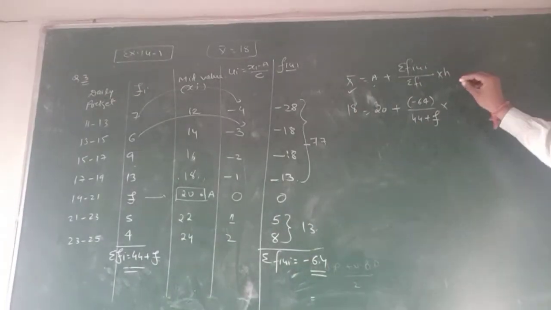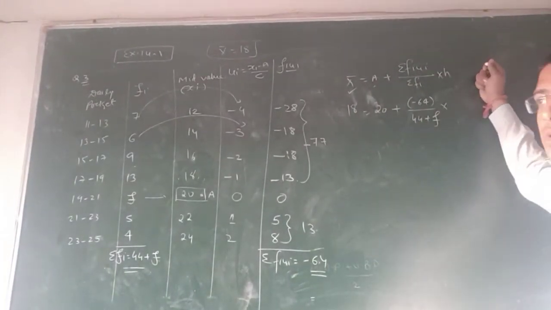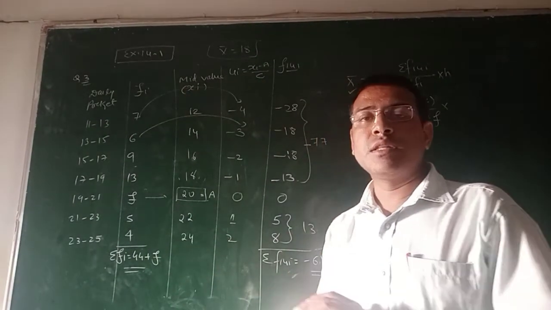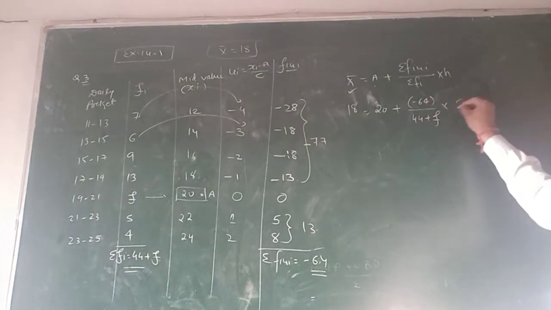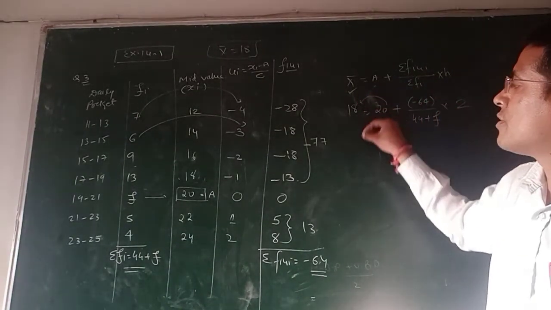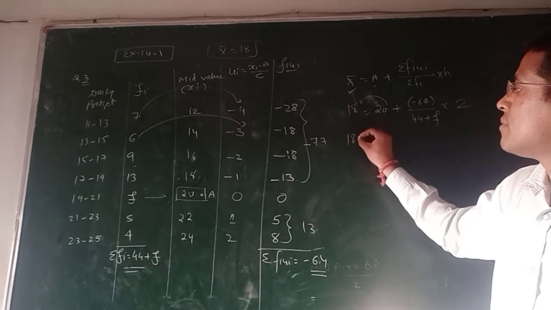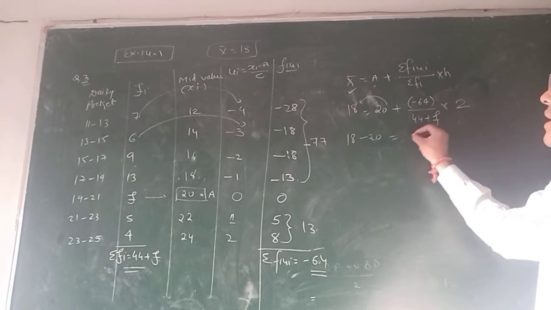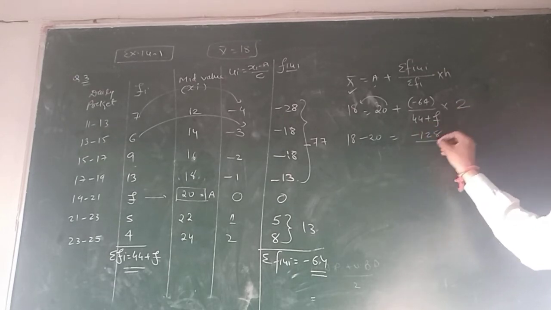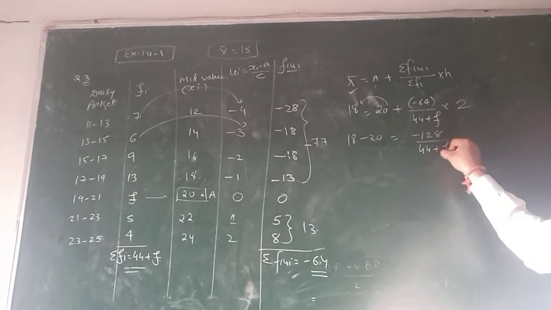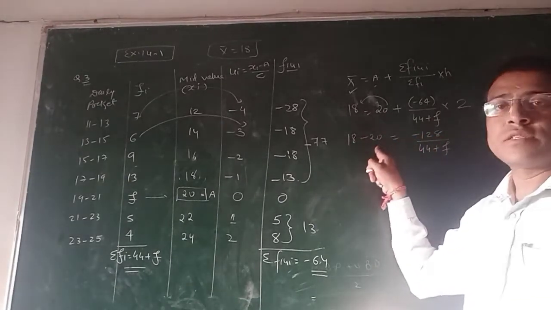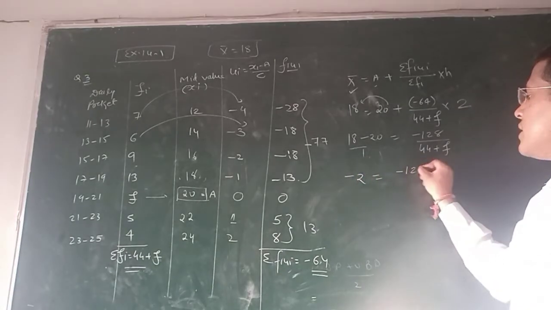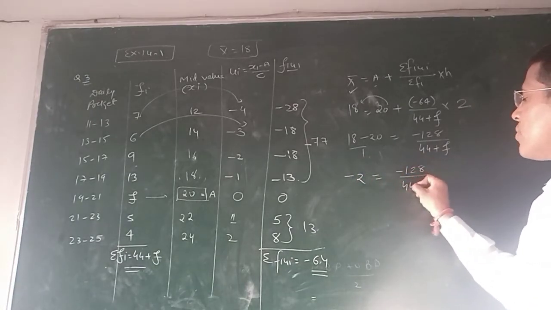Now what about h? h means the common difference between two classes, so two boundary points 11 and 13, you can see there is a difference, that is 2. So transfer this value to the other side. So 18 minus 20 is equal to -64 multiplied by 2, so -128, divided by 44 plus f. 18 minus 20, so the difference will be -2, is equal to -128 divided by 44 plus f.